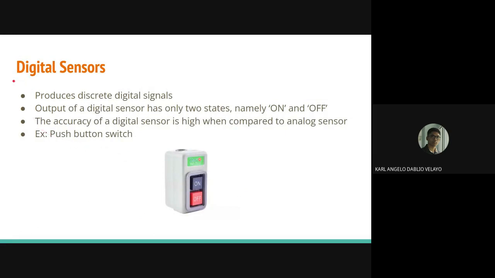Now we talk about digital sensors. These types of sensors produce discrete digital signals. So the output of these sensors only has two states, namely on and off. The accuracy of a digital sensor is high when compared to analog sensors. An example of the sensor would be the push button switch.